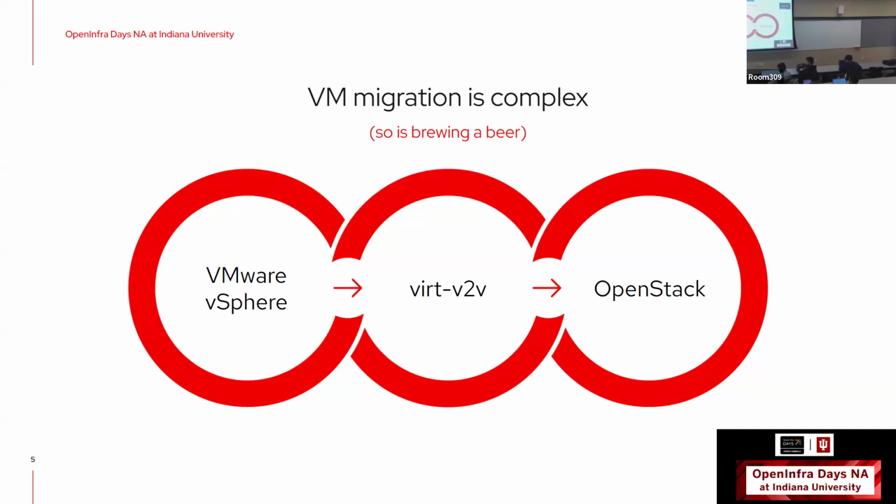Yeah, migrating VMs is a complex task. Right? With VMware, you heard VMs end up on OpenStack. That slide kind of makes it simple, right? But the last slide really highlighted all the three pillars that you have to pay attention to.